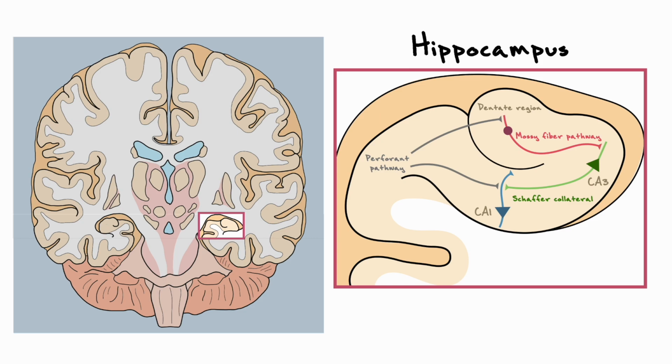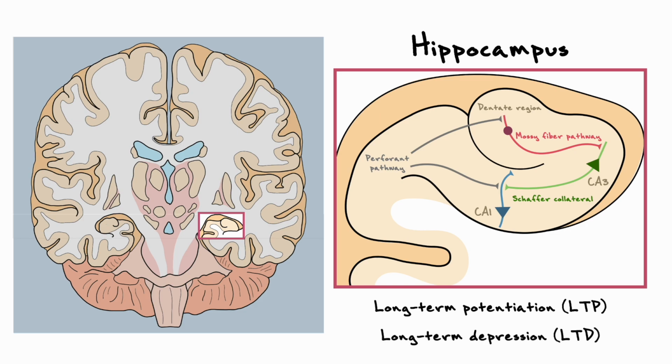In this circuit, two general forms of long-term plasticity have been discovered: long-term potentiation, or LTP, and long-term depression, or LTD. Let's begin our discussion on long-term plasticity by first discussing LTP and what experiments allow us to see it. For that, we will consider the Schaffer Collateral synapse of the CA3 neurons onto the CA1 neurons.